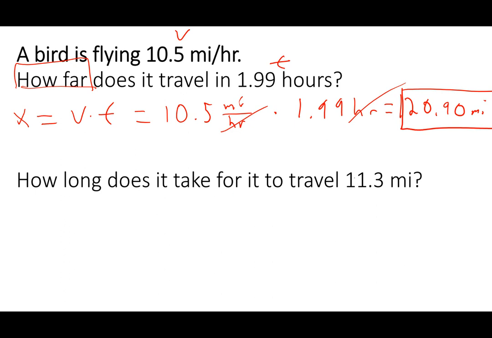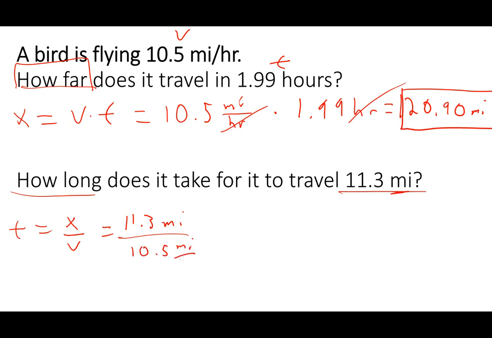How long does it take for it to travel 11.3 miles? Well, what equation is it looking for when it says how long? That's time. And my equation is x divided by v. Well, what is my x? This is my x right here, 11.3 miles. Miles tells me it's an x. How fast was he going? What was his v? Well, the bird was traveling 10.5 miles per hour.